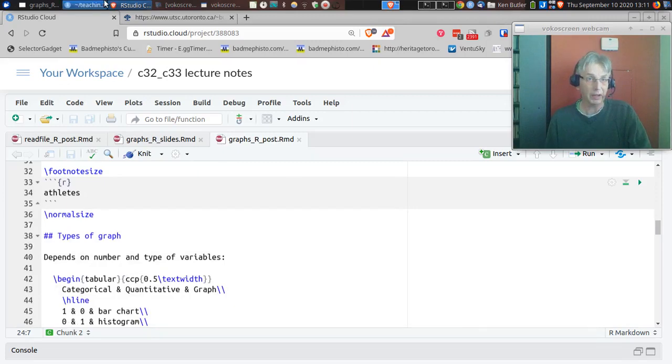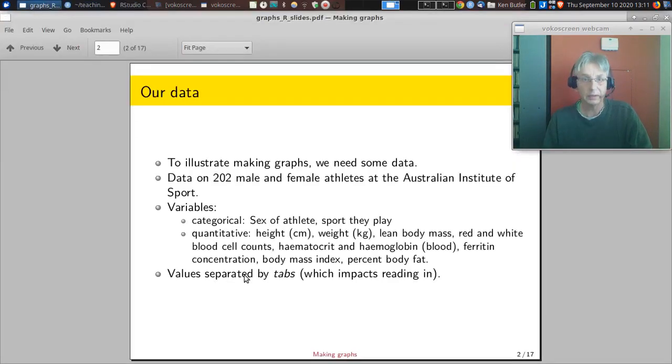Alright, so what are we going to be doing today? First thing we're going to need is some data, and so we're going to borrow part of an idea from last time to read the data in, and then we're going to have a look at what we've got and see if we can make some interesting graphs.